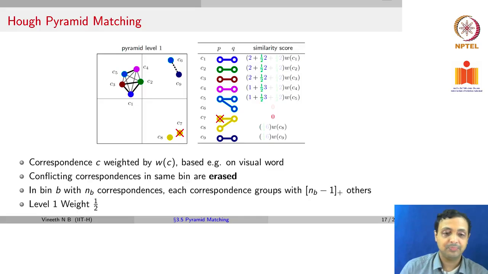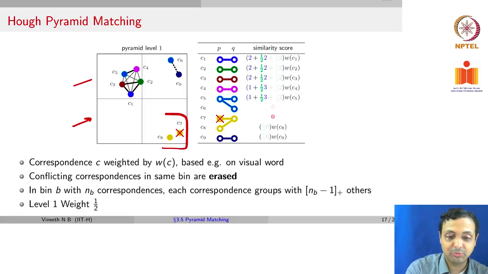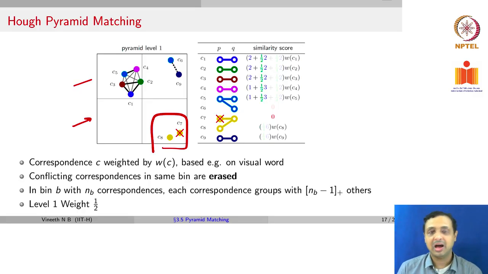When you go to the next level, you merge those bins. Now you're left with just a 2 cross 2 gridding of that transformation space. Once again you're going to erase all conflicting correspondences. Here you see that in this bin C7 and C8 are matching to the same point, so you're going to remove one of them, C7 again.